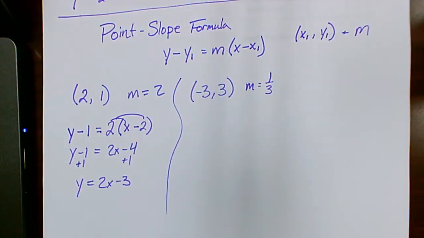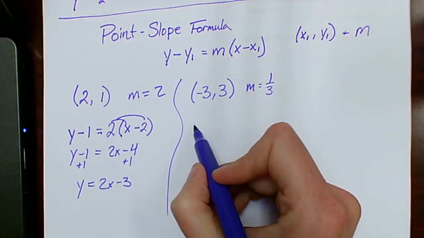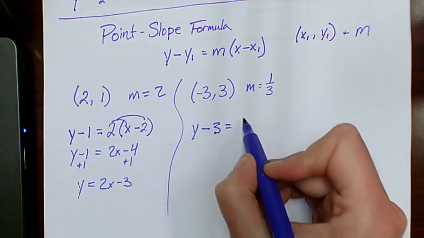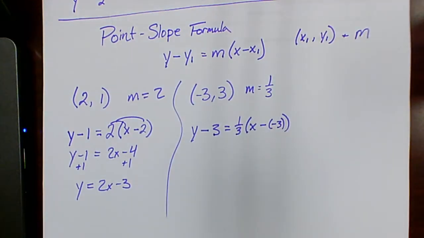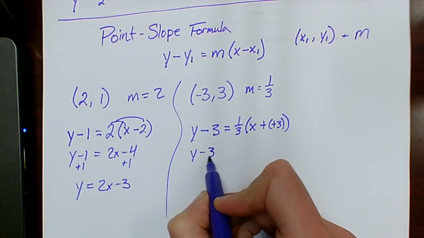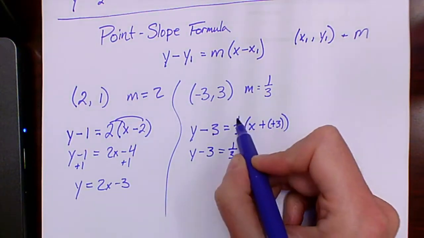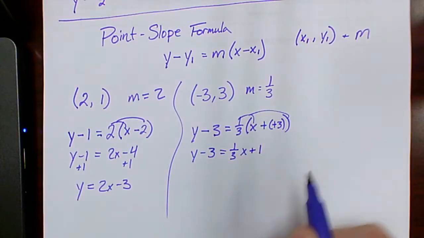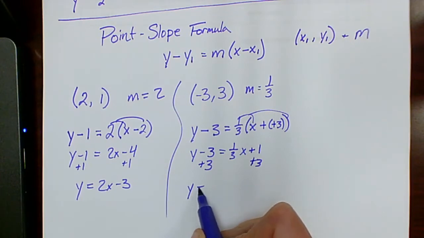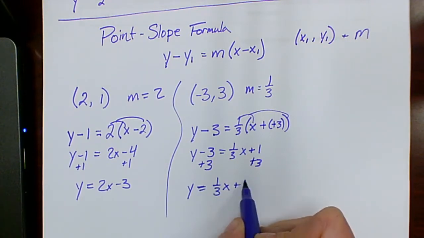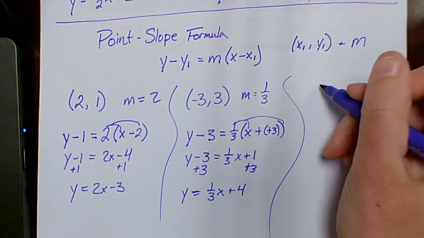Okay, so let's look at the point -3, 3 with a slope of 1/3. So y minus 3 equals 1/3 times x minus -3. And anytime you plug in a negative number, make sure you put that in parentheses. It'll make it a lot easier. So distribute. So 1/3 of 3 is 1. Add the 3 over. Y equals 1/3 x plus 4.